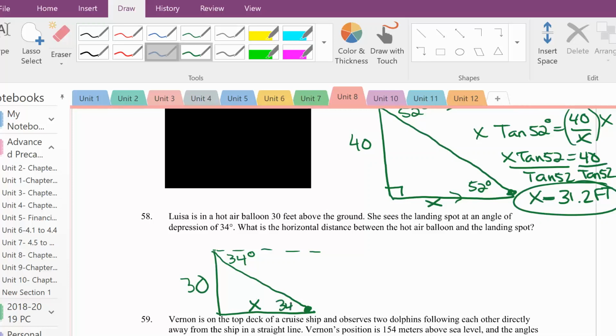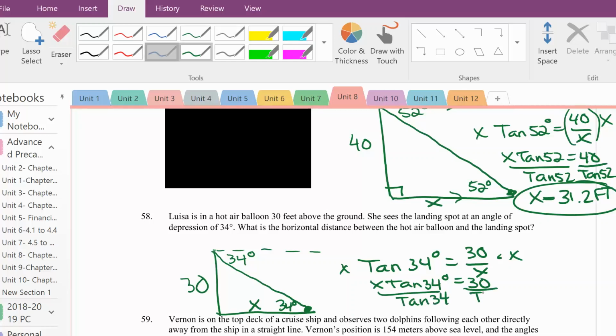Now the angle of elevation is also 34 degrees. So it's tangent 34 equals 30 over x. So then you multiply by x. Divide by tangent 34. So x is equal to 44.5 feet.